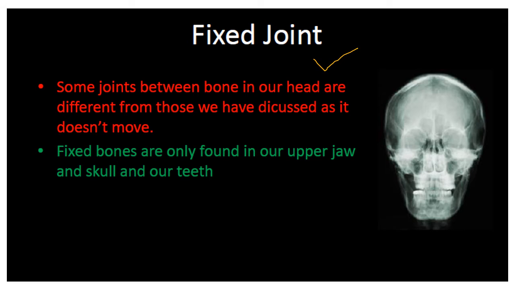Some of the joints between the bones in our head are different from those we have discussed, as they do not move. Some of the bones cannot be moved at all. So they are called fixed joints, and these kinds of joints are present in our skull. The fixed joints are found in the upper jaw. Upper jaw means this part. These are called fixed joints. And this is the lower jaw. It is a movable joint.